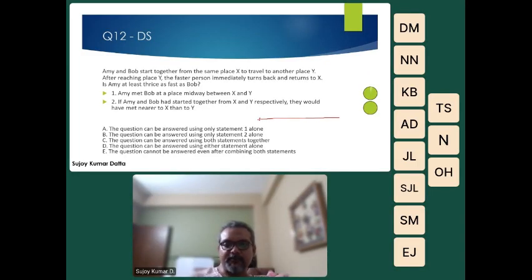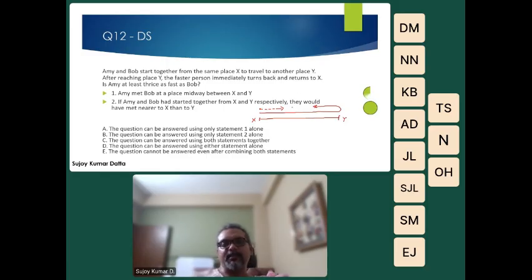A and B start from the same place X to another place Y. So this is X, let's say that is Y. After reaching Y, the faster person turns back and returns to X. So the slower one is still going, and the faster guy has reached and then turned back.